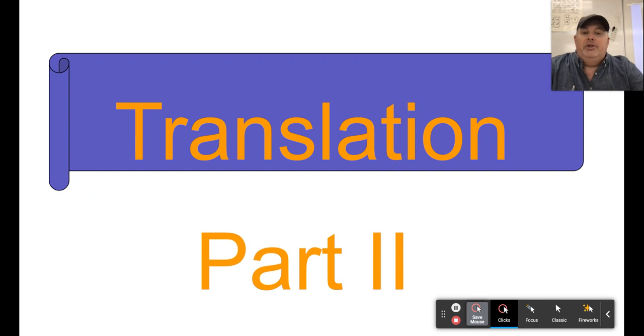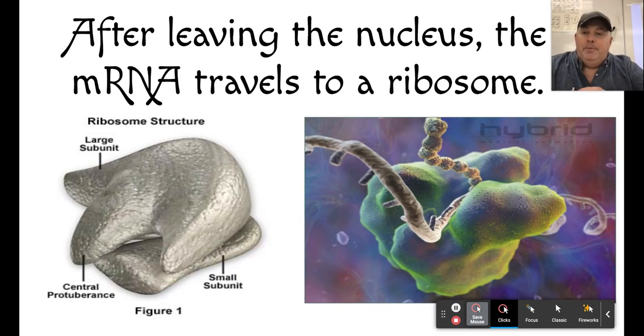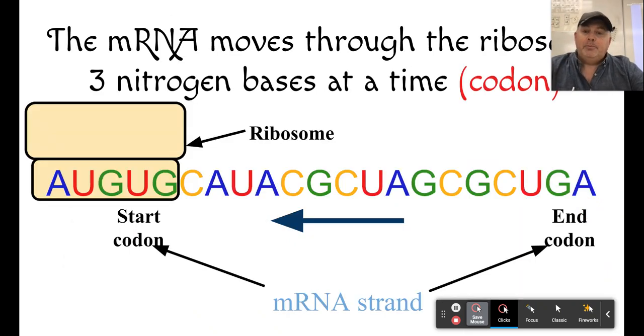Part two is something called translation. So after it leaves the nucleus, the messenger RNA travels to the ribosome and it will attach to the ribosome. So you can see my messenger RNA right here. The green area is my ribosome, and it's going to read this message, this codon sequence. And so you can imagine here is my AUG, which is like a capital letter. It's the start sequence, which we call a start codon.